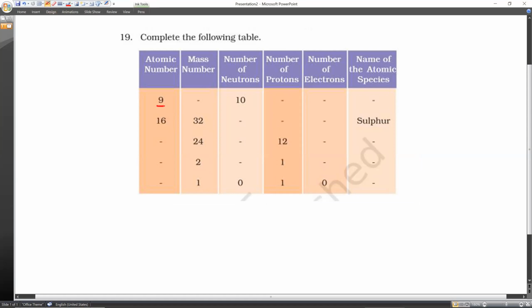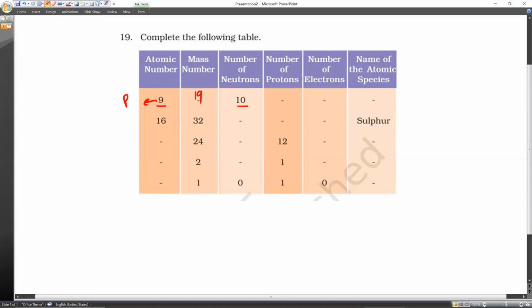If the atomic number is this one and the number of neutrons is this one, what is the atomic mass? 19, because atomic number is the number of protons. Atomic number is exactly equal to the number of protons. So number of protons plus number of neutrons is equal to atomic mass. So it will be 19. Got it? Yes, sir.